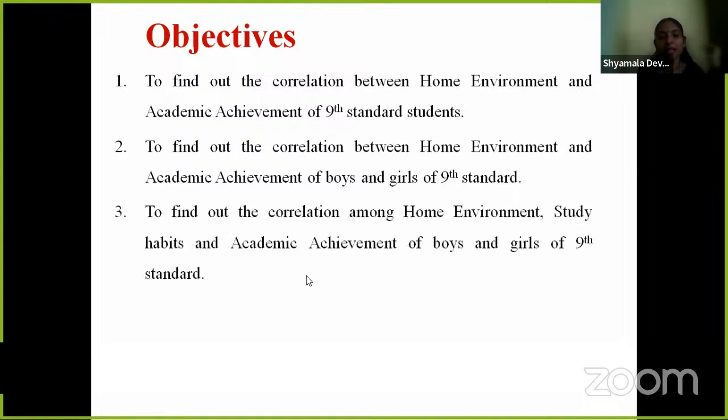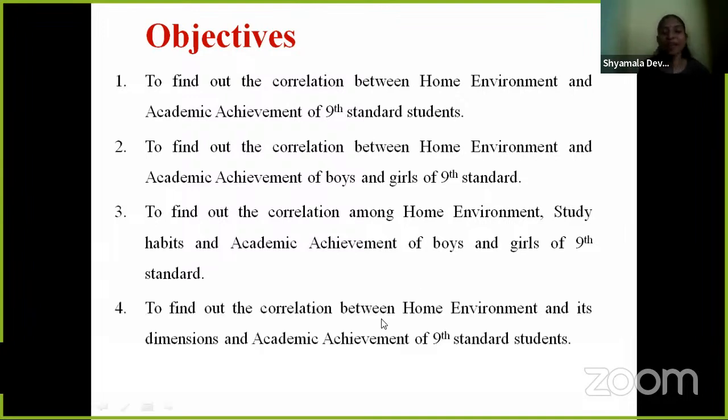Okay, next one is to find out the correlation among home environment, study habits and academic achievement of boys and girls of 9th standard students. So students is missing here, but cut, copy, paste and list it somewhere. So this is my third objective. And the last one is to find out the correlation between home environment and its dimensions and academic achievement of 9th standard students. So how do these 4 objectives differ from each other?